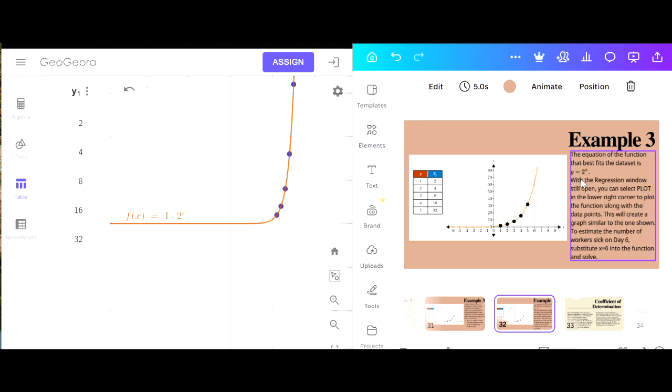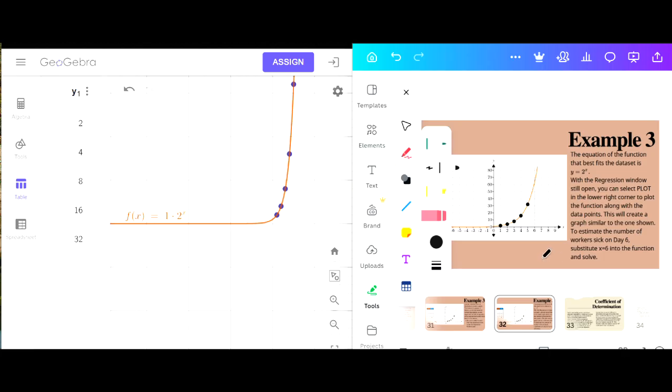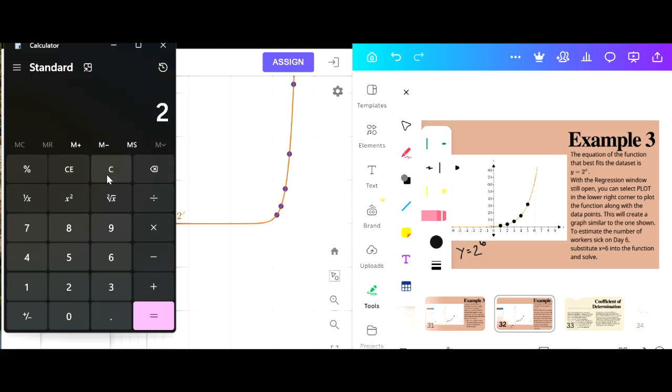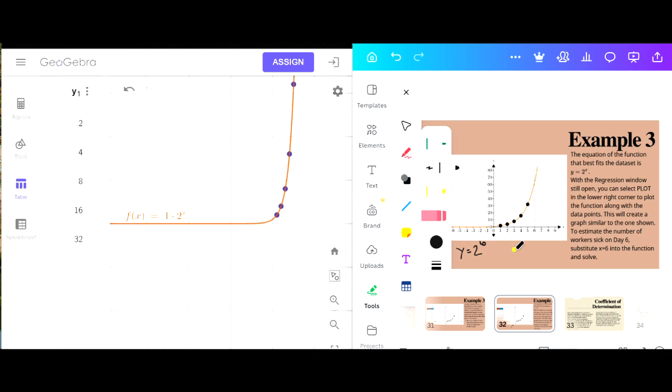Okay, so our formula is y is equal to 2 raised to the power of x, which is totally what we should have. Now it wants us to estimate the number of workers that are going to be sick on day 6. So to do that, we're going to go y is equal to 2 raised to the power of 6 for day 6. Grab my calculator. We're going to go 2, there's 1, 2, 3, 4, 5, 6. There should be 64 people sick on day 6. So it should be somewhere up in there. Oh, look at that, it's on the line.